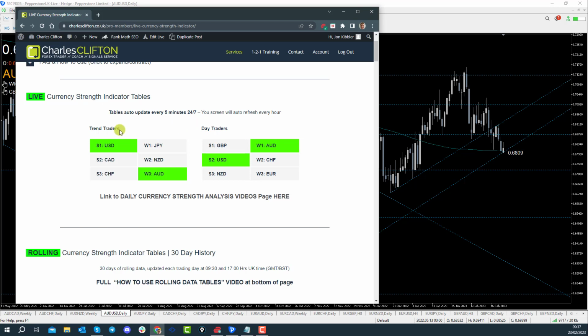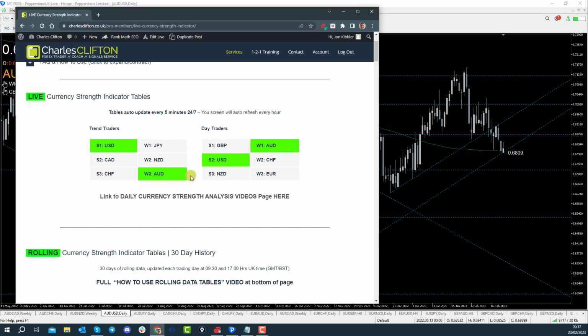Here we have two types of tables in front of us. We have our trend traders table and our day traders table. These are the same studies but just highlighting different time frames. You can see here some of the currencies are highlighted in green. That means there is a confluence between those trading time frames, and that's where we're focusing most of our attention in these videos. The tables auto update every 5 minutes 24/7, meaning that our members can see how the markets stand right now in real time.